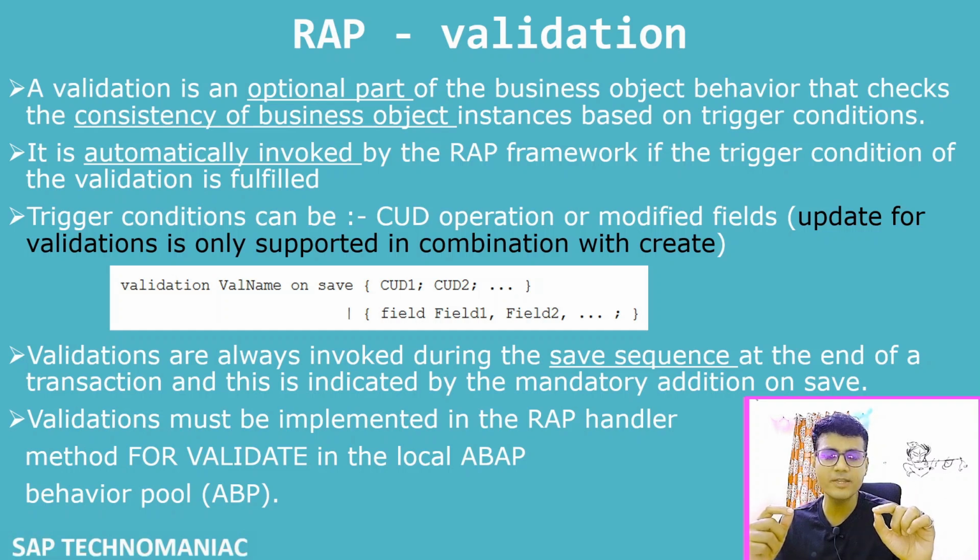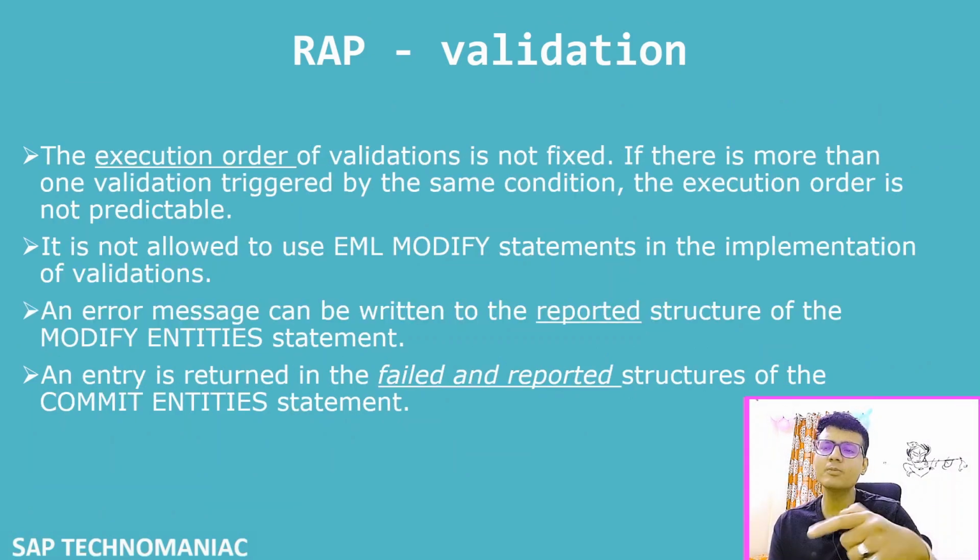So on save it will be there, and you have to define when those validations should trigger during the create, update and delete operations, or if some field gets changed, that is when you want to trigger, and that you can also define here. We have to implement these validations in the behavior pool class, obviously, and these are the important things which we have already discussed in the managed scenario.